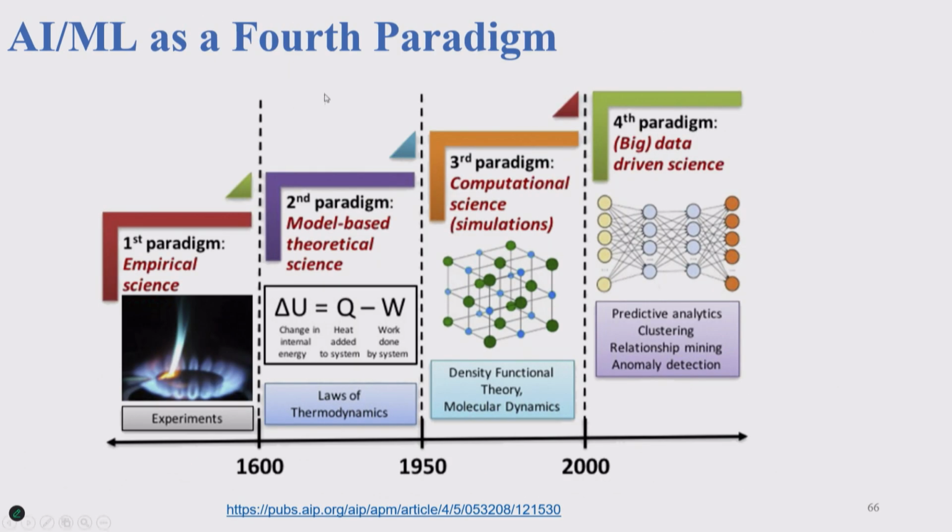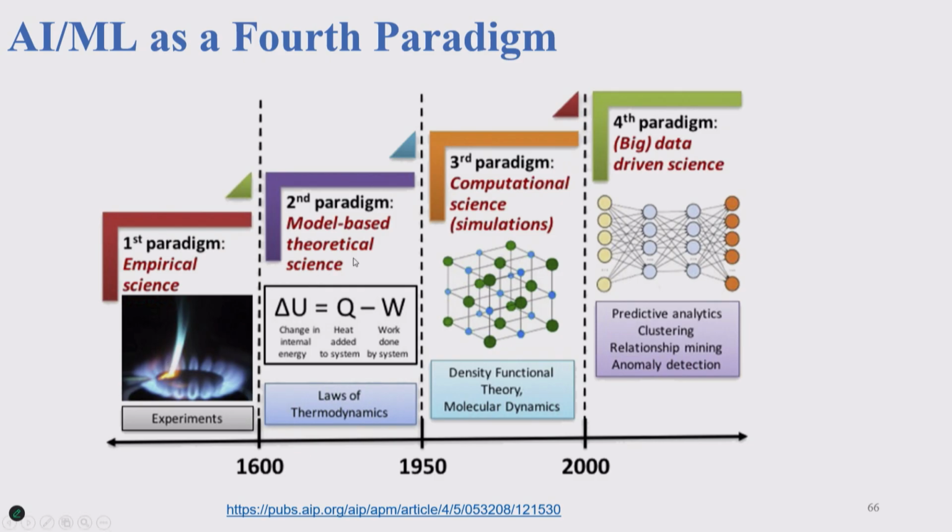So AI/ML is now considered as a fourth paradigm. What do I mean by this? The first paradigm was empirical science, trial and error kind of thing. You take a stone, rub it, and what do you get? Water. No, I'm just kidding. Fire, right? So that's empirical science.